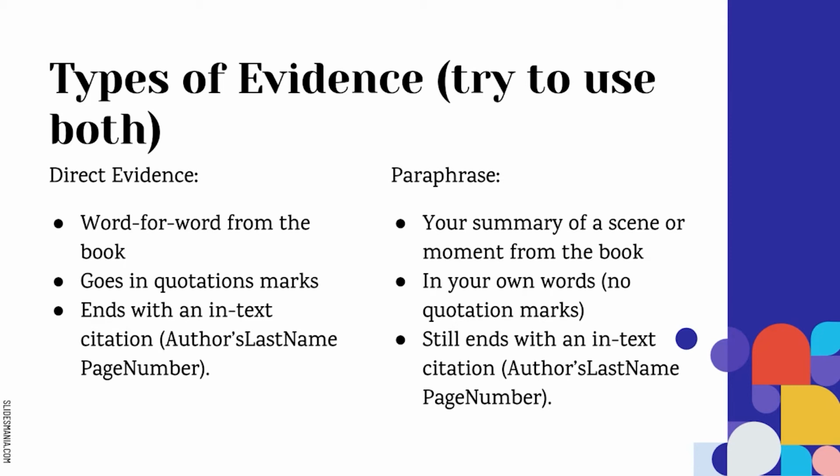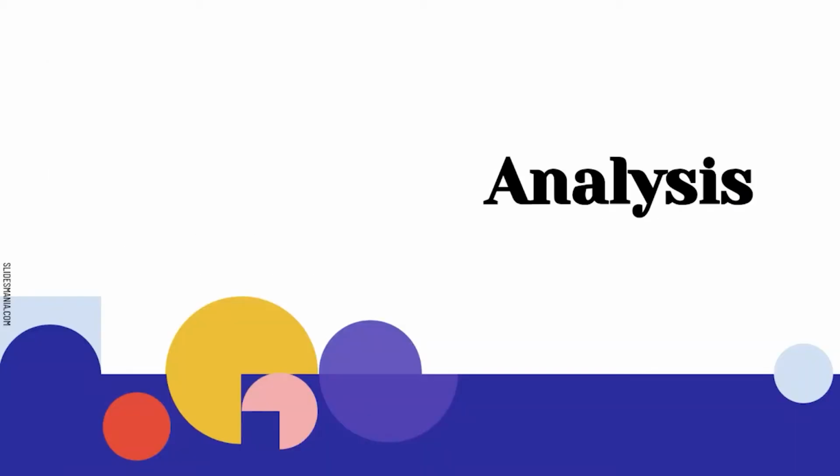So wherever it happens in the book, you've got to put an author's last name and the page number where it happens. That shows me that you're not just making up this thing that's in your own words, that it actually did happen in the book, and you can point to where it happened by giving me a page number.